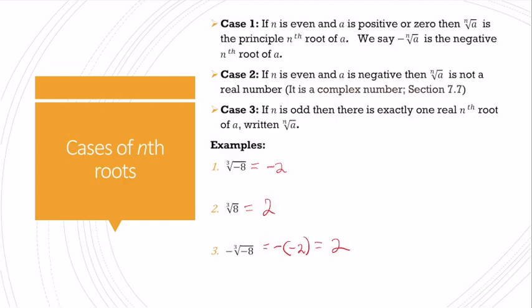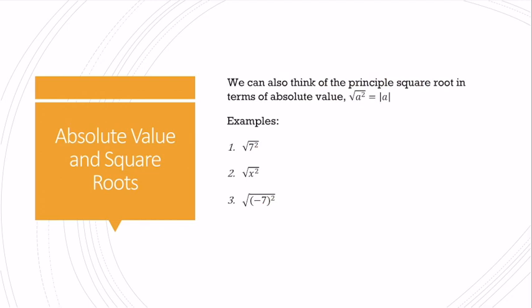You can also think of the principal square root in terms of absolute value. Remember, these little bars mean absolute value? Absolute value is always positive, right? It measures our distance from the origin, which is 0, on a number line. So if I took the square root of 7 squared, my answer is going to be 7, right? Square roots cancel squares. If I take the square root of x squared, my answer is going to be x.